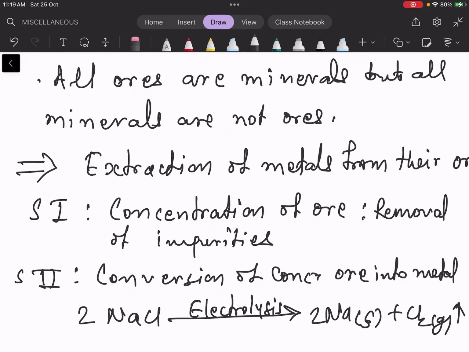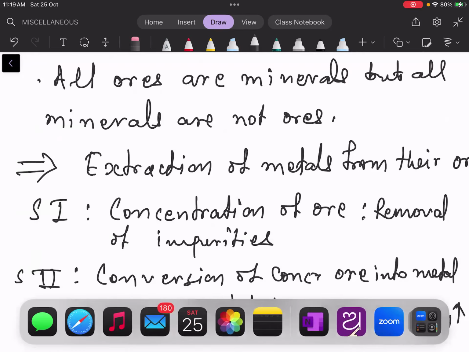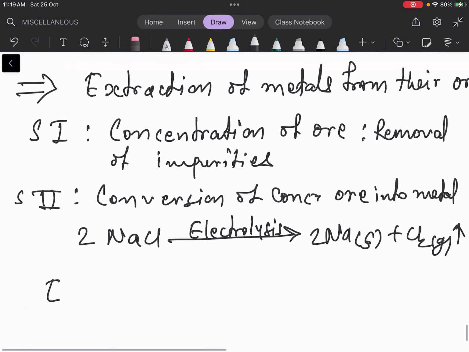Cathode is an electrode where reduction takes place. Anode is an electrode where oxidation takes place. And this electrolysis method is used for extraction of highly reactive metals.